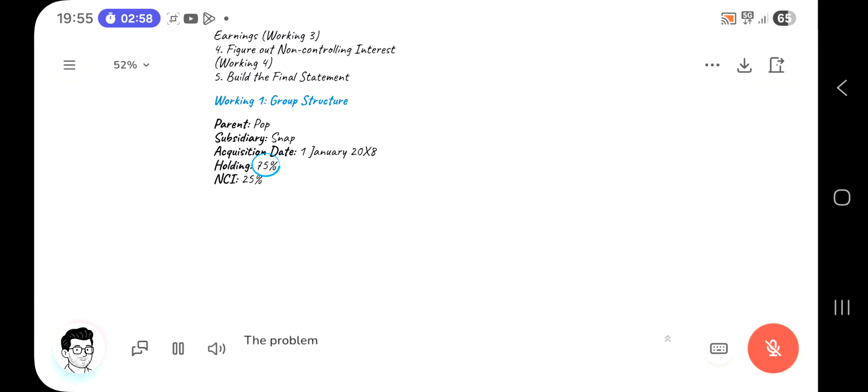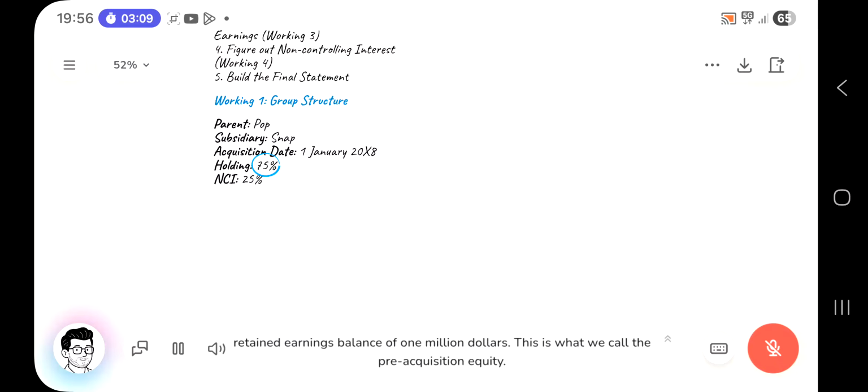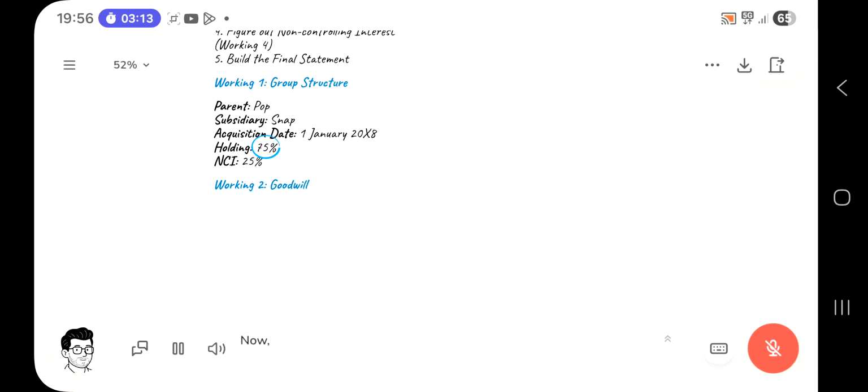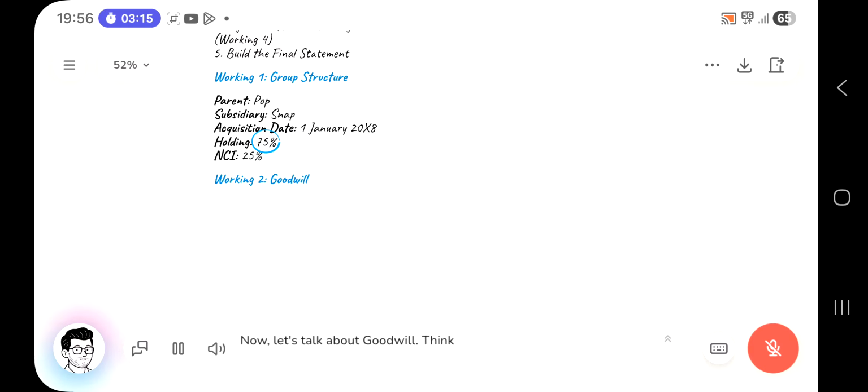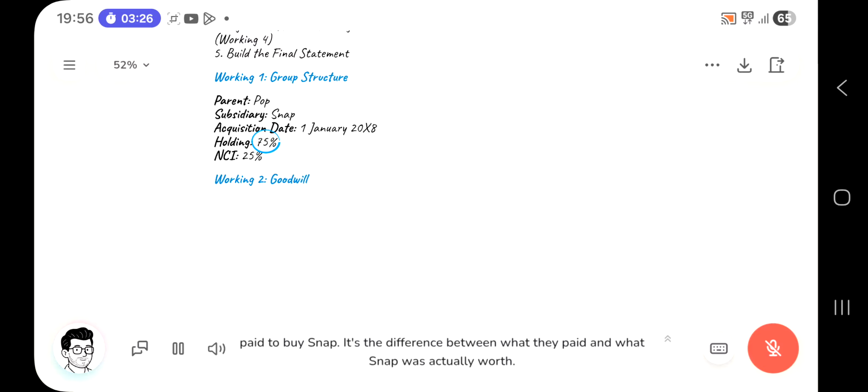The problem states this happened on January 1st, when Snap had a retained earnings balance of $1 million. This is what we call the pre-acquisition equity. Now, let's talk about goodwill. Think of goodwill as the premium Pop paid to buy Snap. It's the difference between what they paid and what Snap was actually worth.